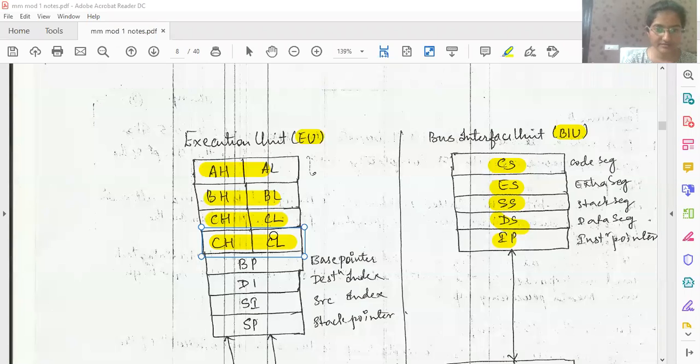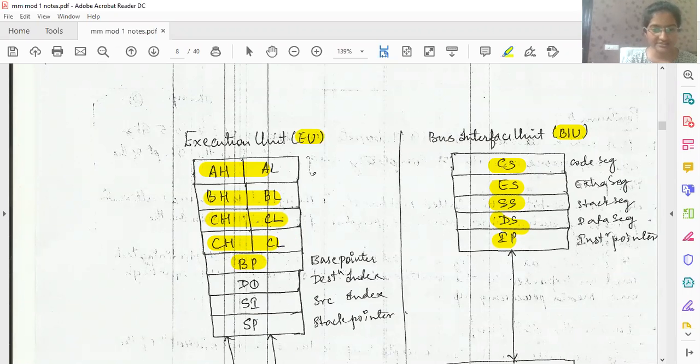Okay, so here this is DL and DH. All right, so it has to be DL and DH. This one. Okay, so all these are 16-bit in size. Then you have a register called the base pointer.